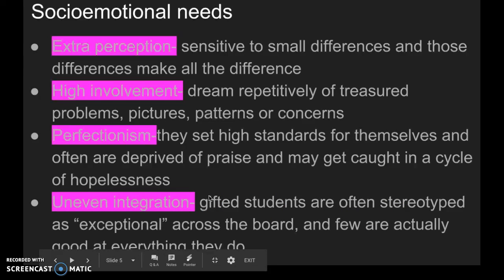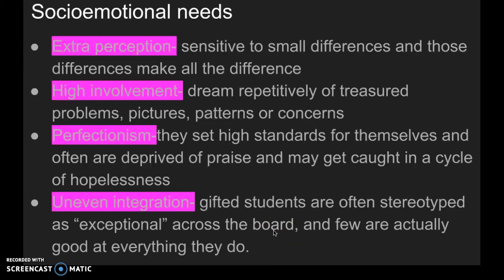And then the next one was uneven integration. Gifted students are often stereotyped as exceptional across the board, and few are actually good at everything they do. So this one is, if one student is gifted in a certain subject, it does not necessarily mean he or she is gifted in the other, like, say, 3 subjects. And that's where people get a misinterpretation where, well, he's gifted in math, so why can't he do English? And it doesn't always work that way. And it's rare to find cases that a student is gifted all across the board.